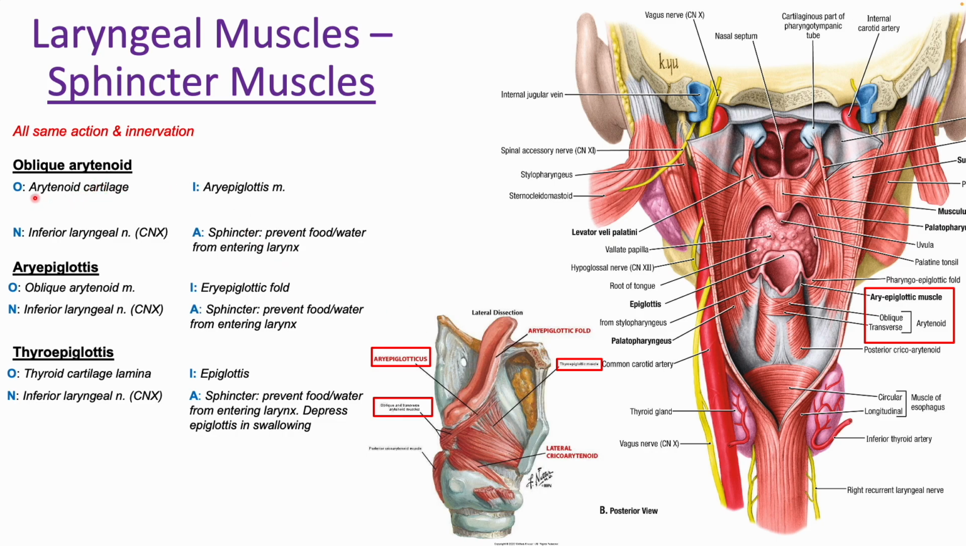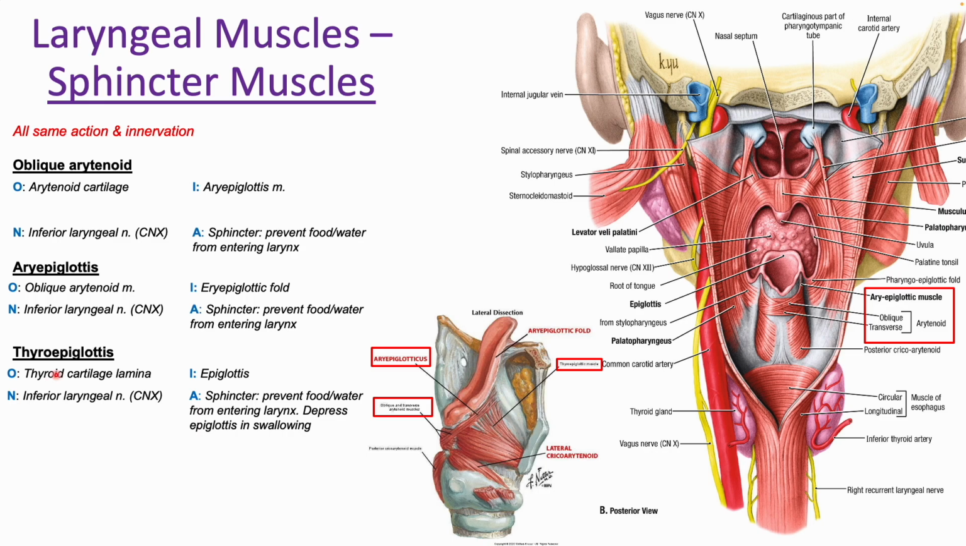And so the oblique arytenoid attaches at the arytenoid cartilage, which is where it gets its name, and it inserts or kind of continues as the aryepiglottis muscle. And so that's going to be the origin of the aryepiglottis is the oblique arytenoid, and it's going to continue and attach at the aryepiglottic fold.